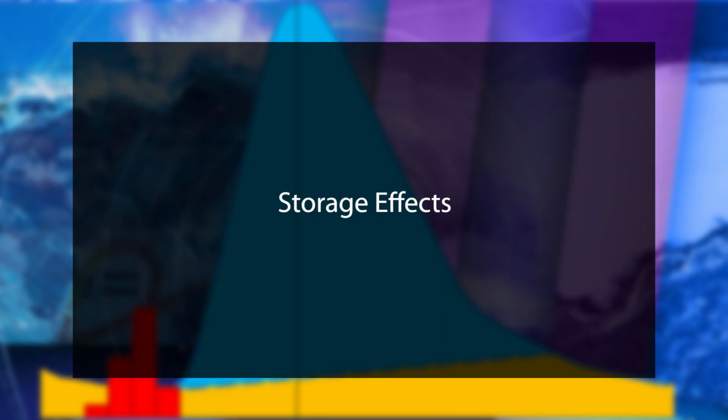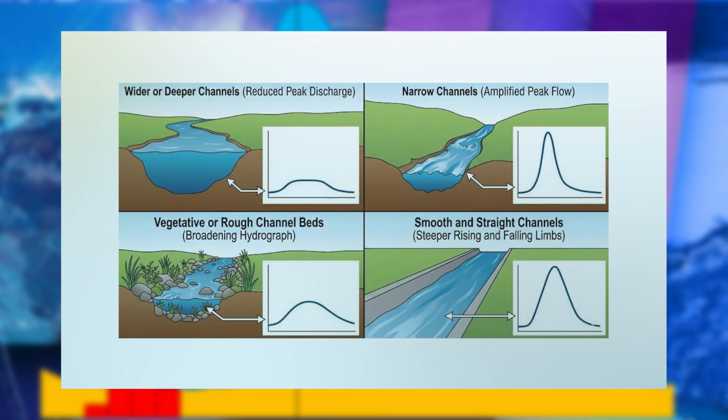So far as the storage effects are concerned, watershed features such as wetlands, ponds or reservoirs temporarily store water and release it gradually, attenuating the hydrograph and reducing sharp peaks. So far as channel characteristics are concerned, wider or deeper channels can accommodate greater flow volumes, reducing peak discharge, while narrow channels can amplify peak flows. Vegetation or rough channel beds slow water movement, broadening the hydrograph, whereas smooth and straight channels lead to faster runoff and steeper rising and falling limbs.